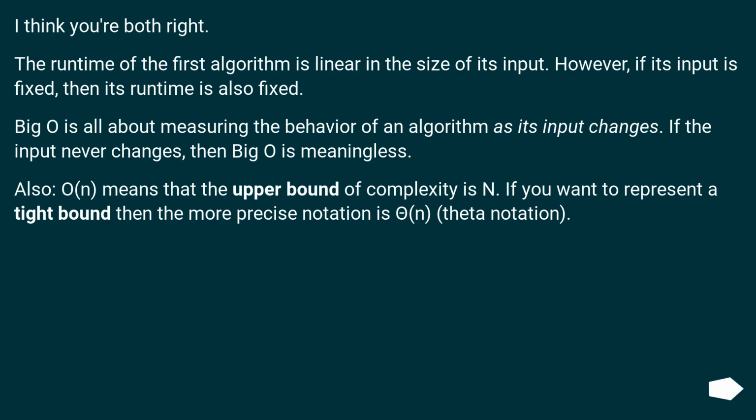I think you're both right. The runtime of the first algorithm is linear in the size of its input. However, if its input is fixed, then its runtime is also fixed. Big O is all about measuring the behavior of an algorithm as its input changes. If the input never changes, then big O is meaningless. Also, O(n) means that the upper bound of complexity is n. If you want to represent a tight bound, then the more precise notation is theta, n, theta notation.